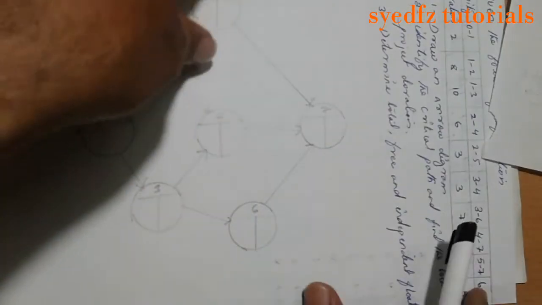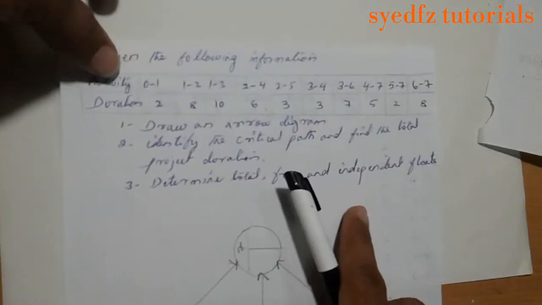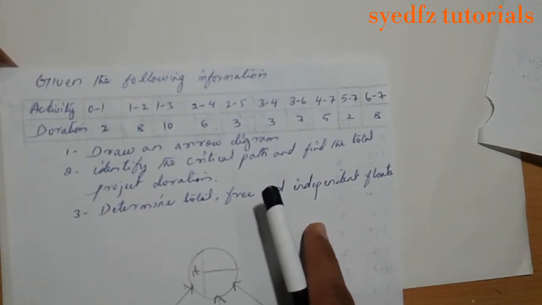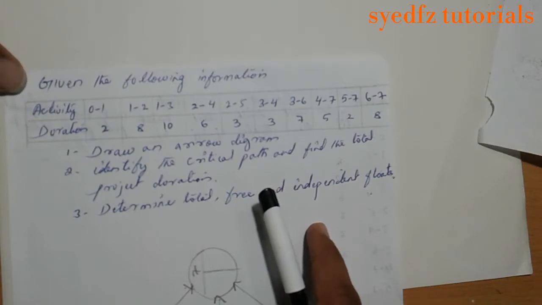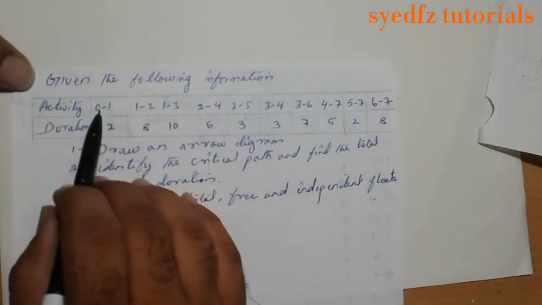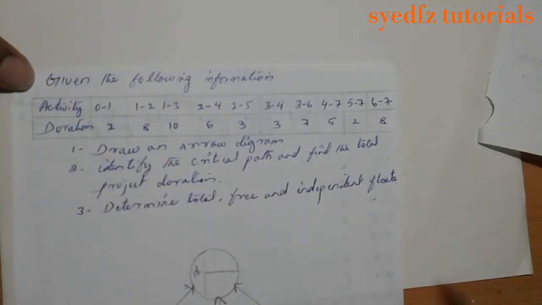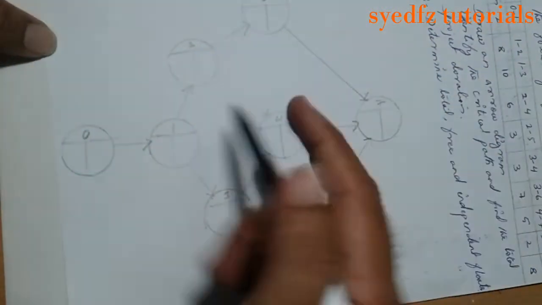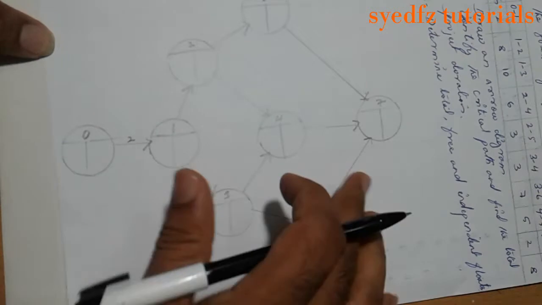Duration is given here. Let's see the duration. 1 to 2, 2. Okay, we can take the snapshot, because I always have to show the question. 0 to 1 is 2. Here 0 to 1 is 2 duration.